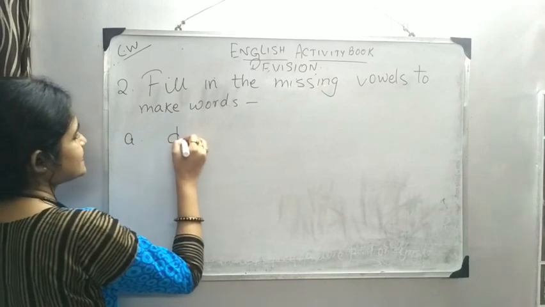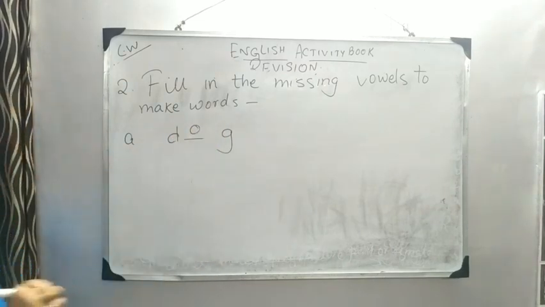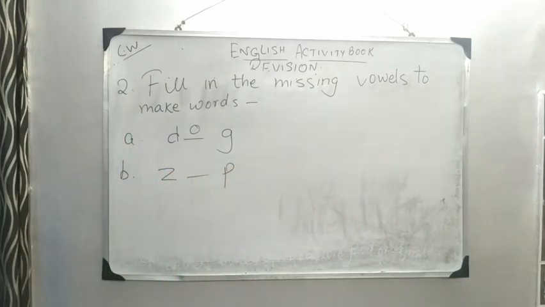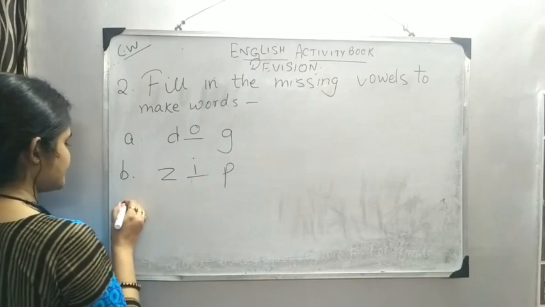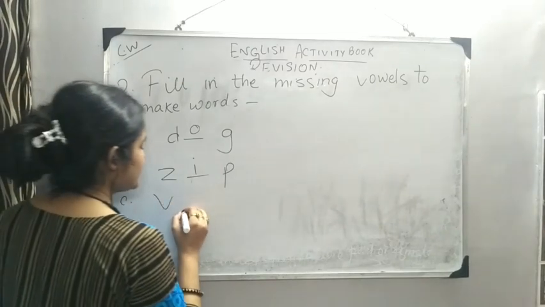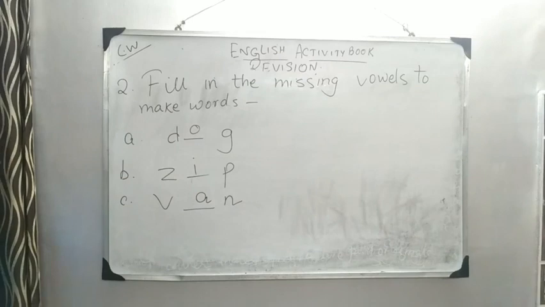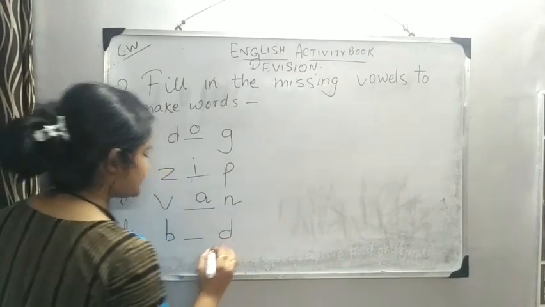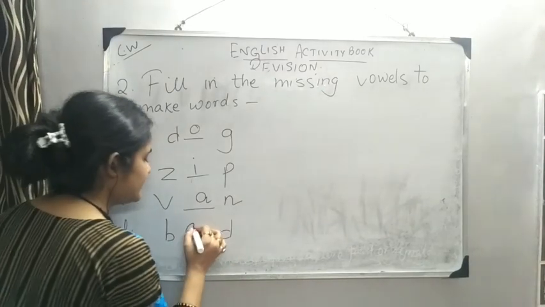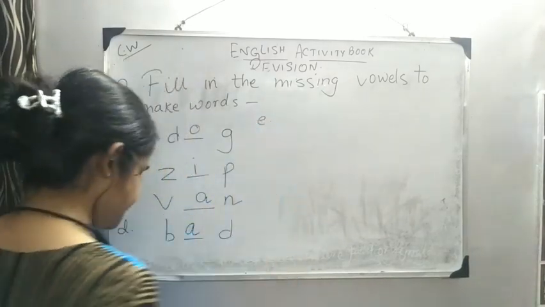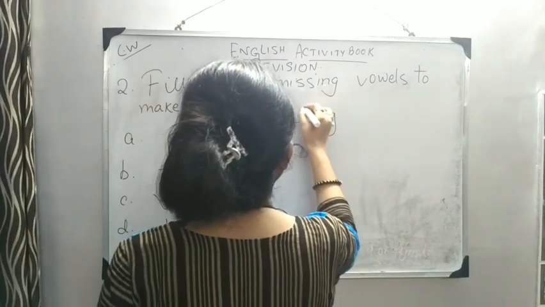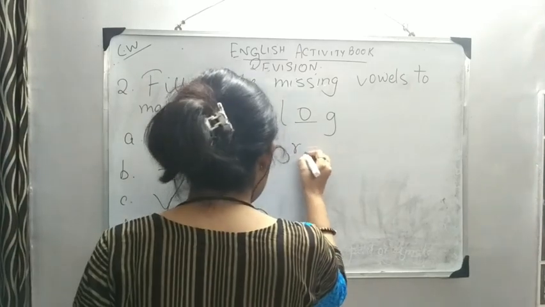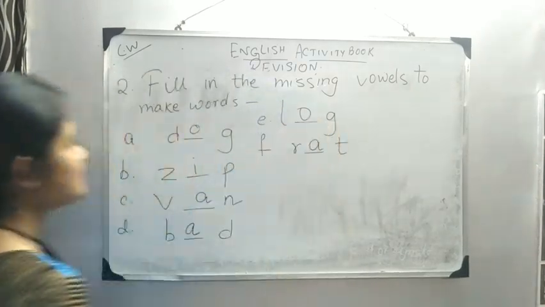What is this? D-G. D-O-G, dog. Number B, Z, dash P. What is the answer? Z-I-P, zip. Number C. Quickly write down. V dash N. V-A-N, van. Question number D. B dash D. What is the answer? Don't get confused. B-A-D, bad. Question number E. L dash G. L-O-G, log. Number F. What is it? R dash T. R-A-T, rat.